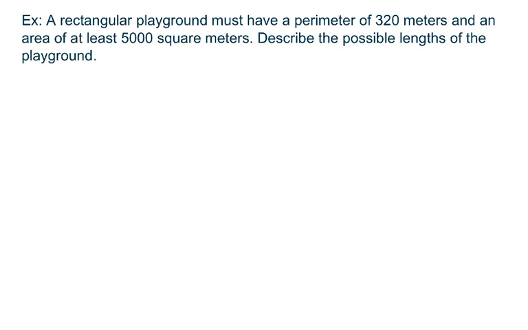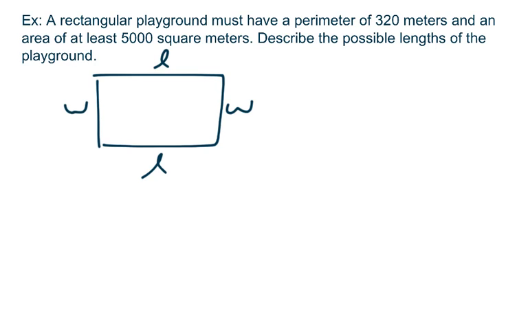All right, I've got about 5 minutes left before the app cuts me off here, so let's try to knock out a story problem. A rectangular playground must have a perimeter of 320 meters and an area of at least 5,000 square meters. Describe the possible lengths of the playground. So let's maybe draw a picture here. This is the length, this is the width, this is the length, this is the width. The perimeter is 320, and the area must be at least 5,000, so that's greater than or equal to 5,000.